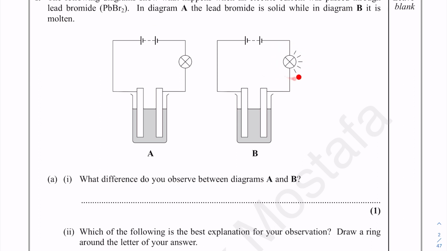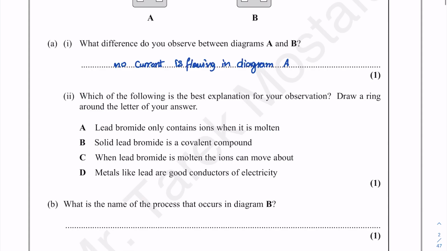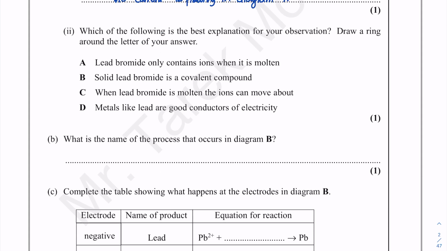The lamp lights in diagram B, so current is flowing in diagram B, but here the lamp in diagram A doesn't light, so no current is flowing in diagram A.